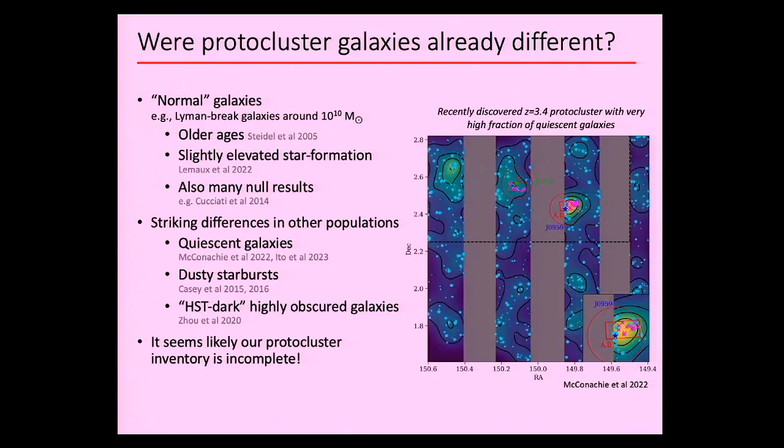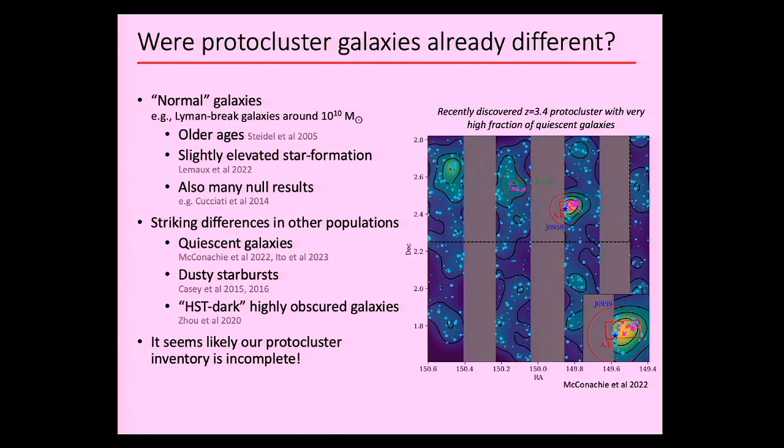On the other hand, if you look at more rare galaxy populations, there are sometimes huge differences. This is an example from just last year, looking at the COSMOS field, and down in the corner here is a protocluster at redshift 3.4, which is dominated by quiescent galaxies, which are overall pretty rare at those redshifts and not dominant in most protoclusters. But here's one where it is.